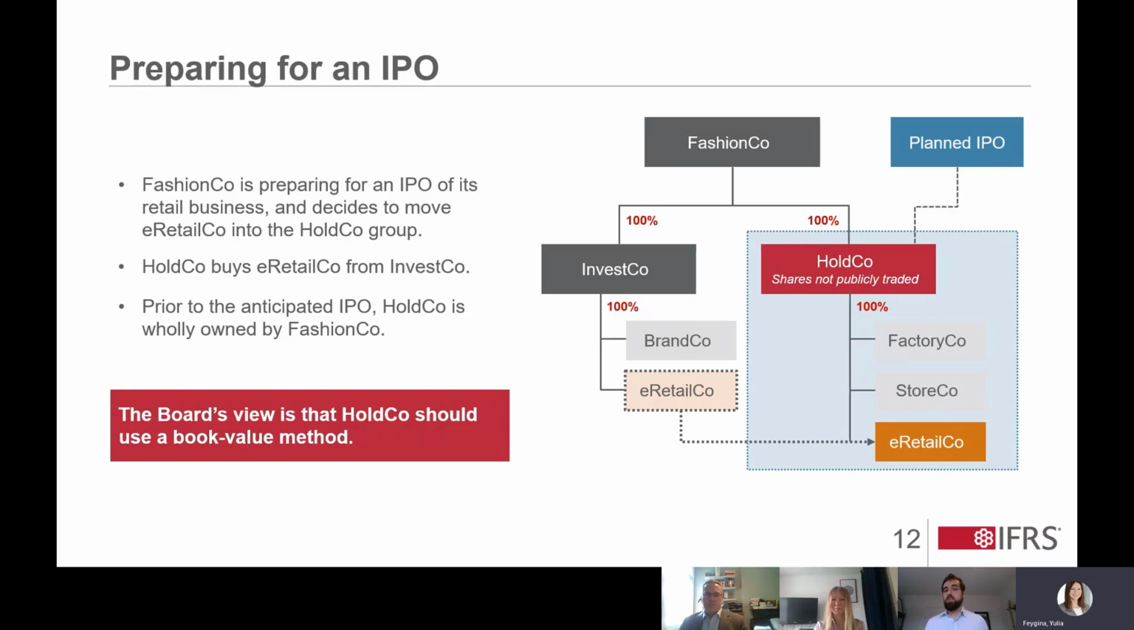With the transaction we've just seen, e-retail co. has moved under Holdco. E-retail co. would be reported at fair value and the Holdco subgroup would be reported at book value. If it was structured differently, with the Holdco subgroup moved under e-retail co., then Holdco subgroup would be reported at fair value and e-retail co. would be reported at book value.